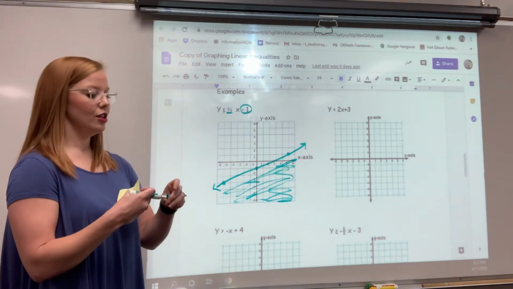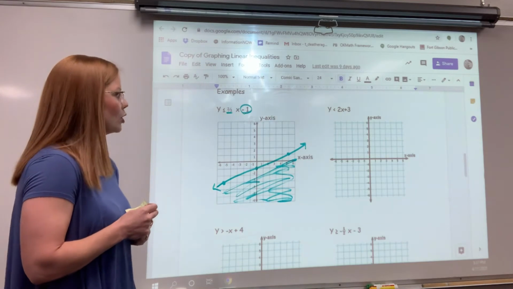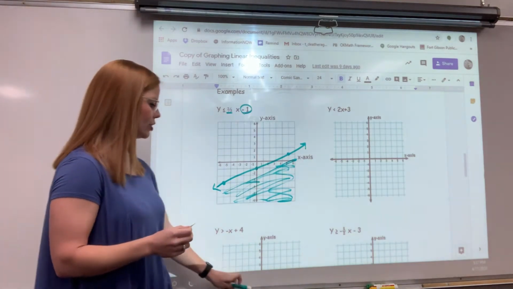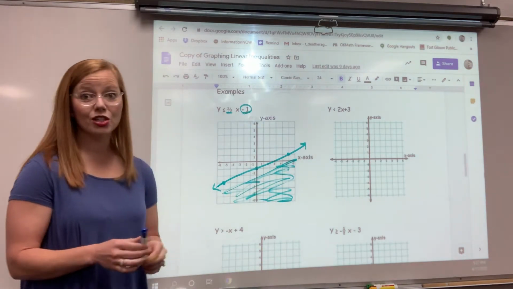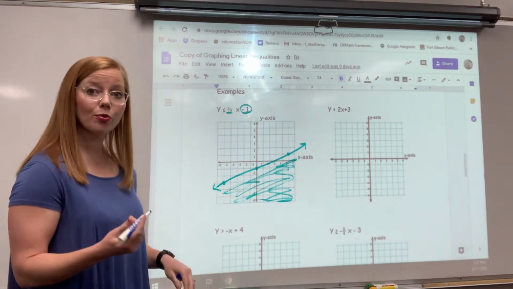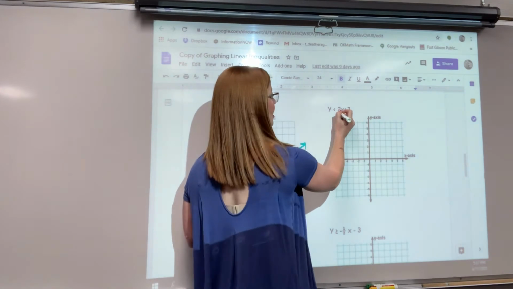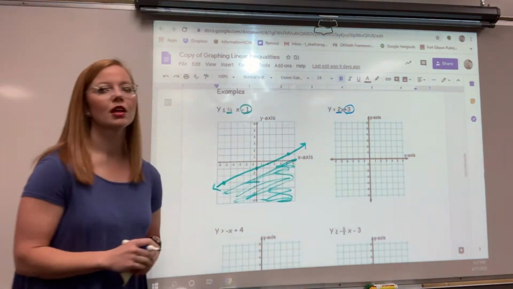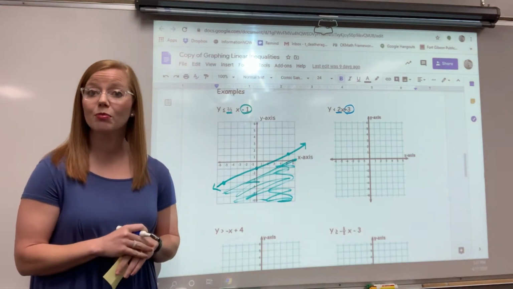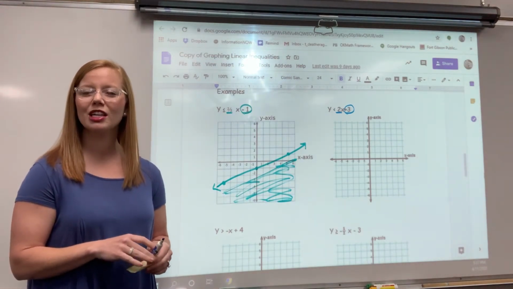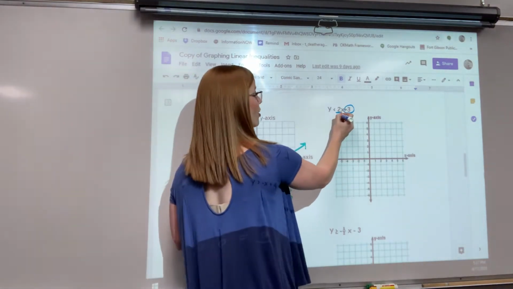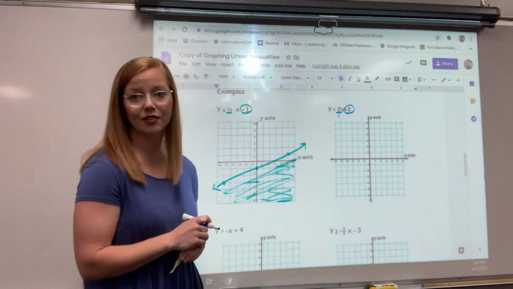Okay? So let's look at another example. y less than 2x plus 3. First thing I'm going to do is identify my slope and my y-intercept. There's my slope. There's my y-intercept. I notice that my slope is a whole number, and I know that here in just a moment I'm going to need rise over run. So what I can do is put that over 1 to make it a fraction.